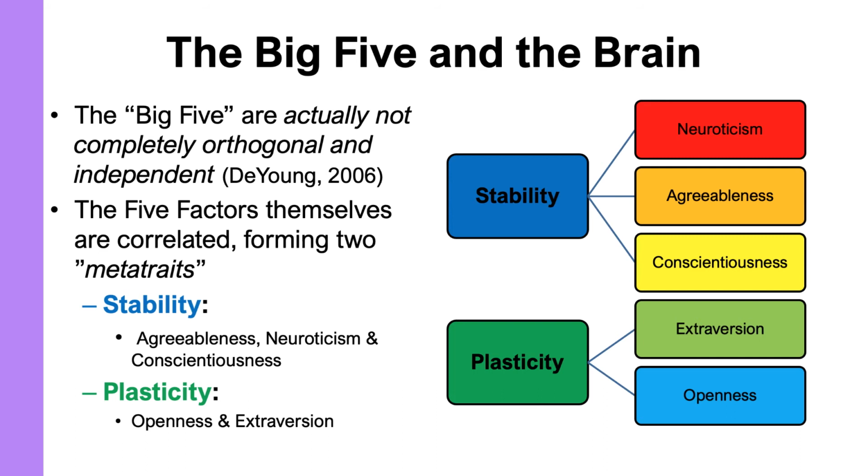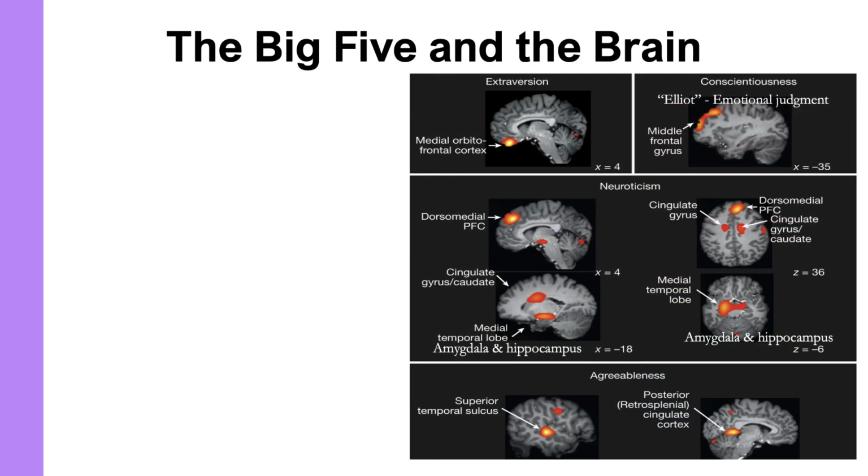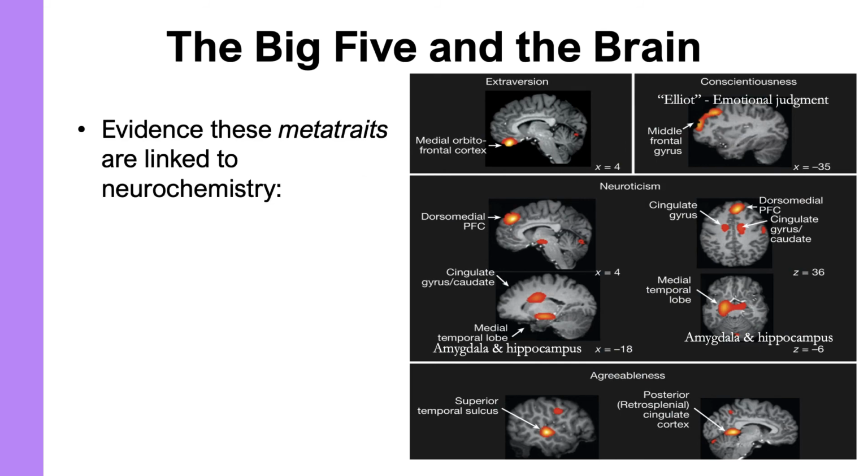So it may be that dopamine and serotonin are driving forces or very important factors in our 5 factor traits. And as I was saying, there's evidence that the plasticity meta trait is associated with levels of dopamine, and the stability trait is associated with levels of serotonin.